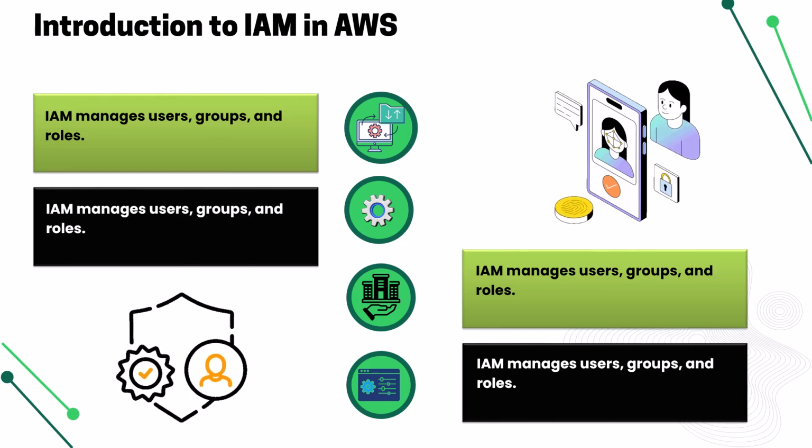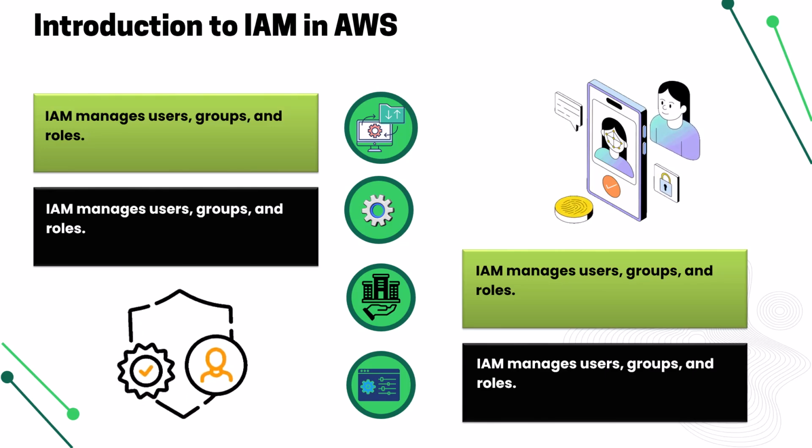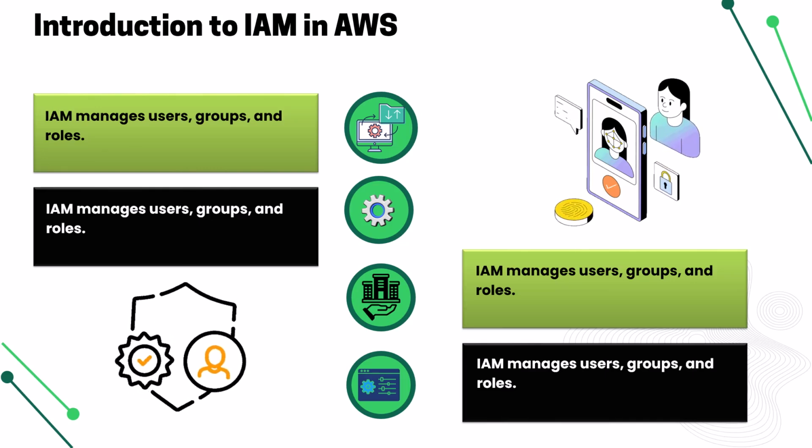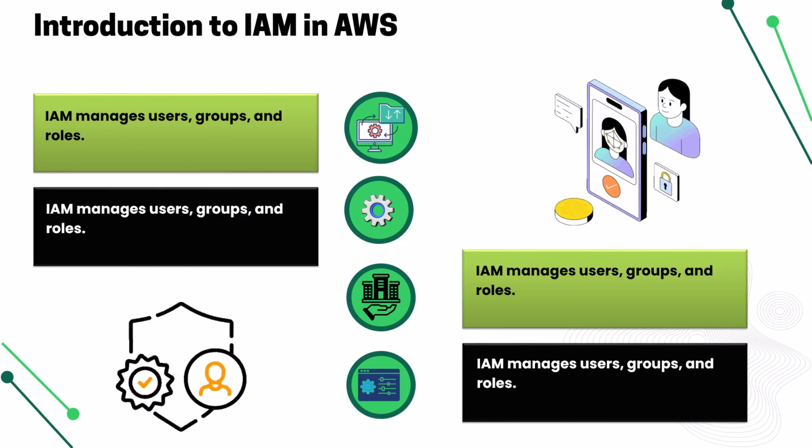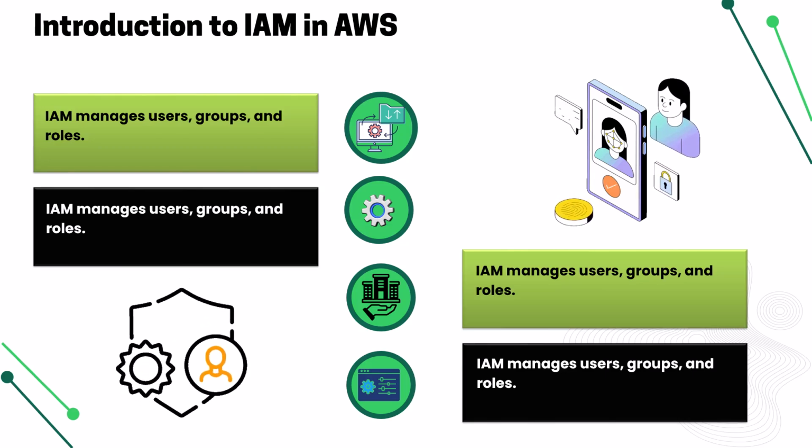IAM is like the security guard of AWS. It controls who gets in and what they can do. With IAM, you can create users, assign permissions, and regulate access to AWS resources. Think of it like an office badge system. Some people can access all floors while others are restricted. By following IAM best practices, you can prevent security mishaps.